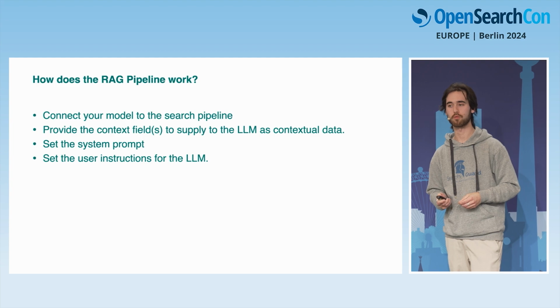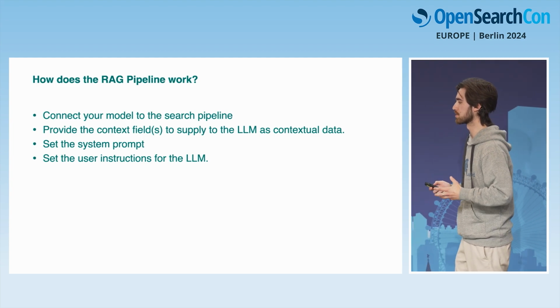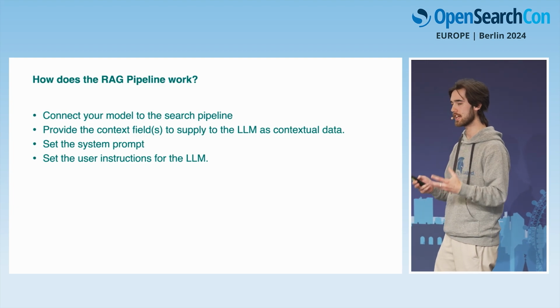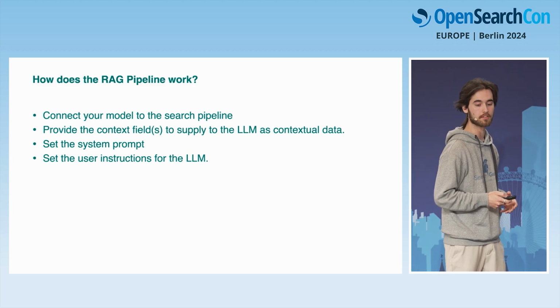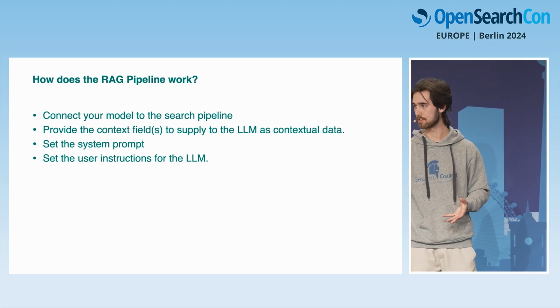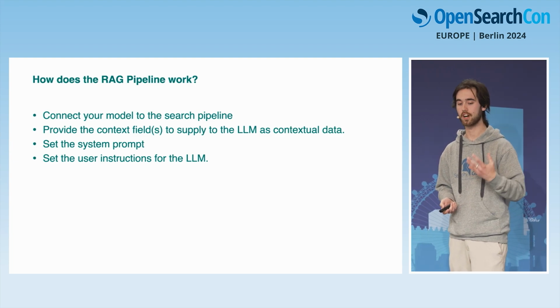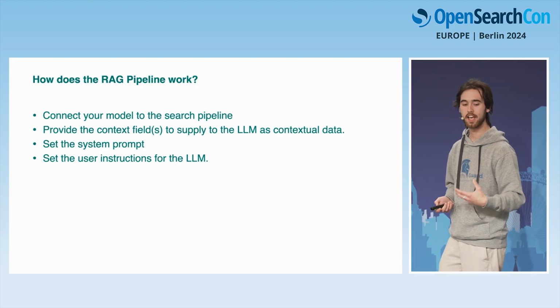Now, let's get on to the RAG search pipeline. As I said before, RAG is this search pipeline that's going to allow you to take certain elements of your data and send it into this payload to be sent to a model for inference. The first thing you're going to want to do is connect that model that you registered in the previous steps. After that, you're going to provide in the setup of the RAG search pipeline the context fields to supply to the LLM as contextual data. So what that means is you have a document with a number of properties, and some of those properties you want to send to the LLM as context. This, in the search pipeline, is where you supply those context fields.